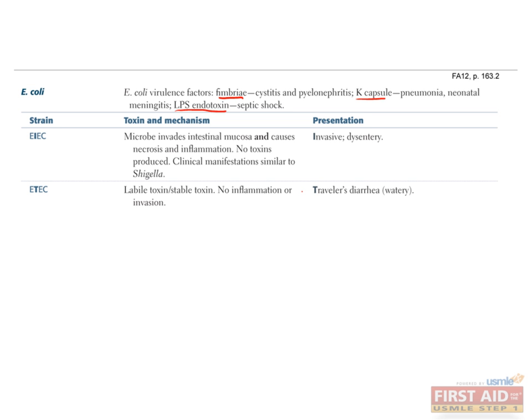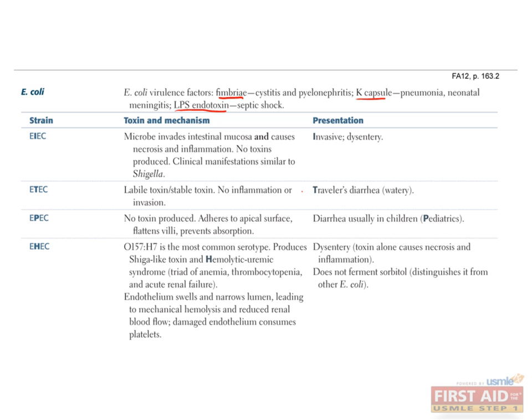ETEC stands for enterotoxigenic E. coli, which produces heat-labile toxins, which stimulate adenylate cyclase to produce cyclic AMP, or heat-stable toxins, which stimulate guanylate cyclase to produce cyclic GMP. This kind of E. coli can cause traveler's diarrhea. EPEC, or enteropathogenic E. coli, rarely can produce a Shiga-like toxin, but often does not produce any toxin at all. Instead, its mechanism of pathogenesis is that it adheres to the intestinal mucosa, causing effacement or flattening of the villi, and also causing inflammation, both of which decrease absorption and cause diarrhea.